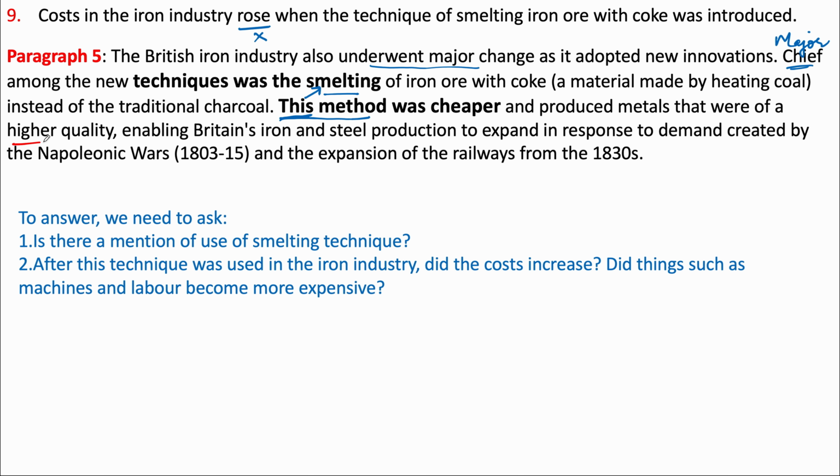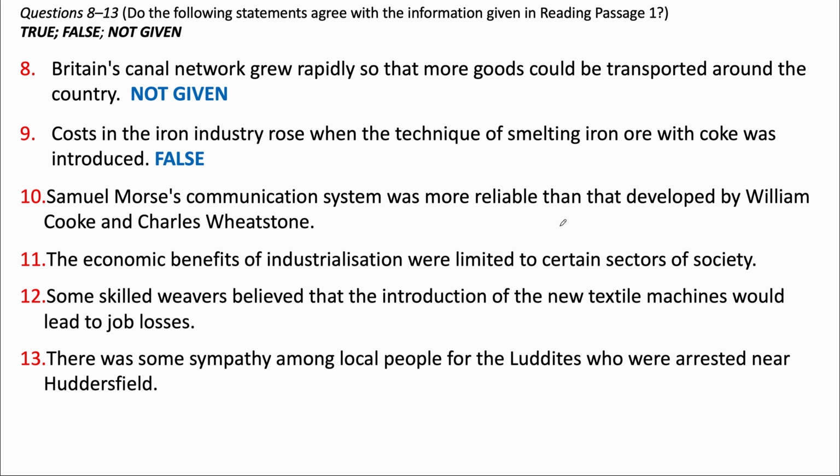The word higher is mentioned in the paragraph, but it refers to the higher quality of metals produced, not an increase in costs. So there is a mention of the use of smelting technique, but after this technique was used, the cost did not increase, it decreased. So the answer to the ninth question is false.